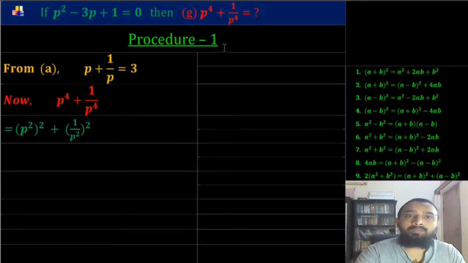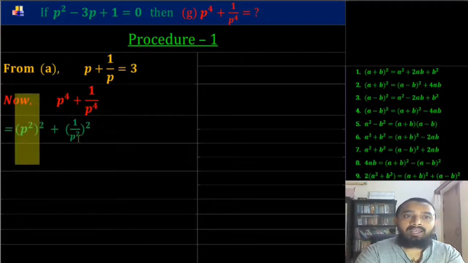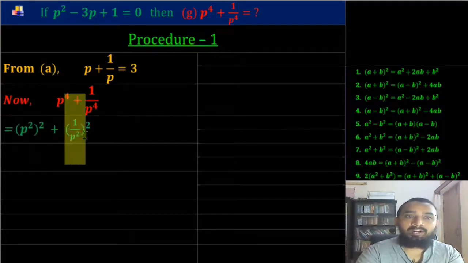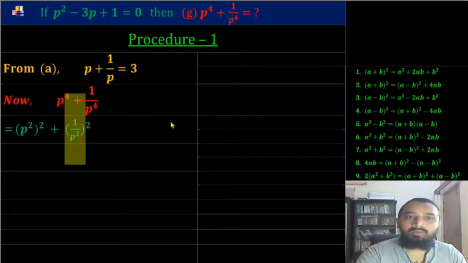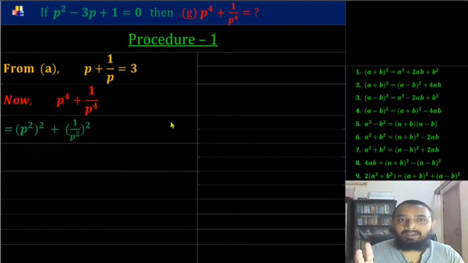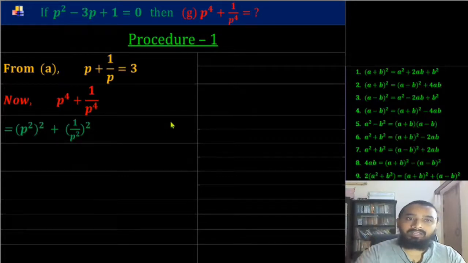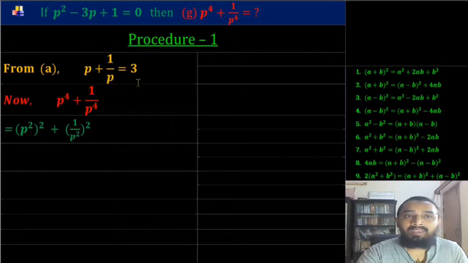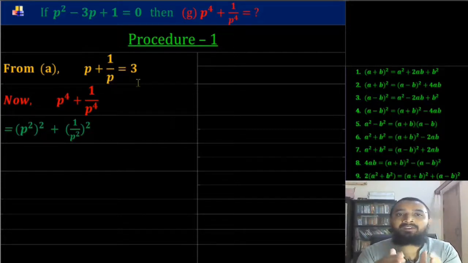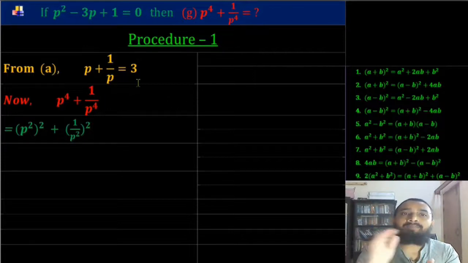Now for procedure 1, if we consider this one as a square and this one as b square, in that case it is a square plus b square, and for a square plus b square we know two corollaries. That is why in procedure 1 we're going to apply one corollary, and in procedure 2 another corollary. Here we got the value of p plus 1 by p from a. We're going to apply this value in procedure 1, and in procedure 2 we're going to apply the value of p minus 1 over p.